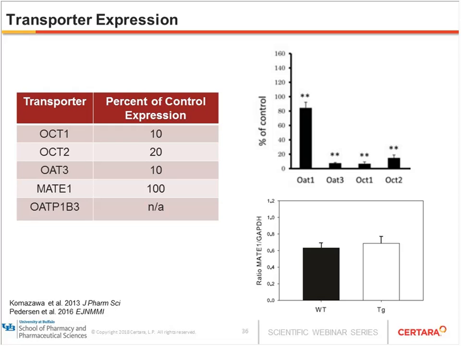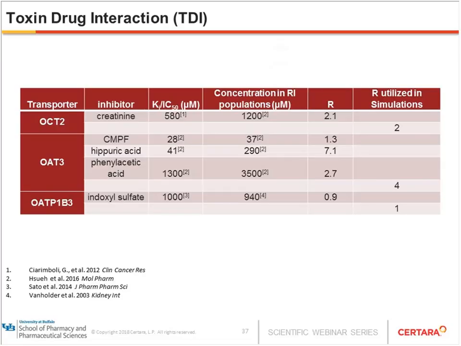And then for MATE1, I found mRNA data in a transgenic mouse model for renal failure and saw that there was no change in mRNA. And although mRNA doesn't always correlate to protein, this was what I could find, and so I did not incorporate any changes in MATE1 for my simulations. I did not find any information on OATP1B3, so changes in expression for this transporter were not included in my simulations.